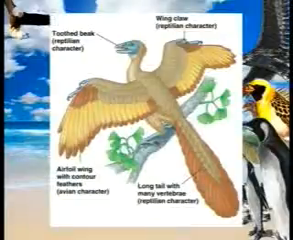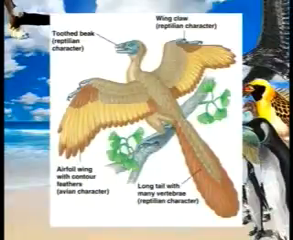The skull is monocondylic, that is, it has only one joint with the vertebral column. And again, this is an advanced feature like that of a bird. The jaws were modified into a beak-like structure, which is again the feature of the bird, but it had teeth on it. That is the reptilian feature.